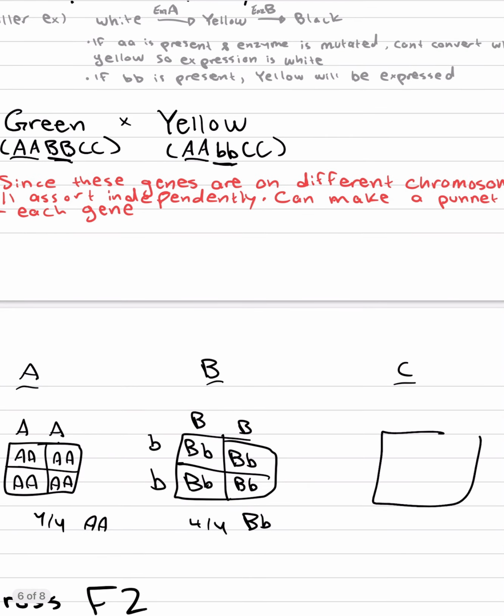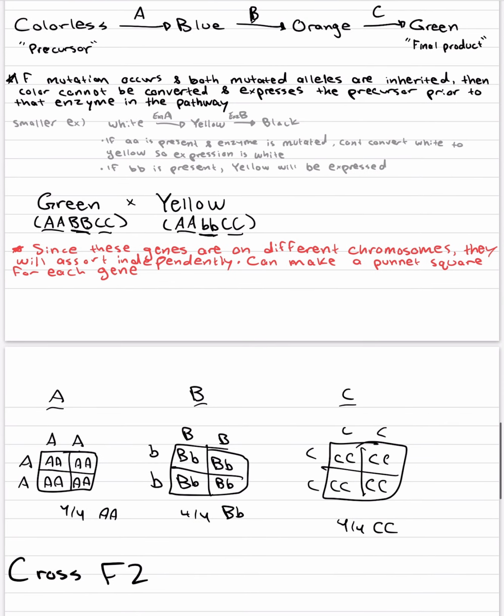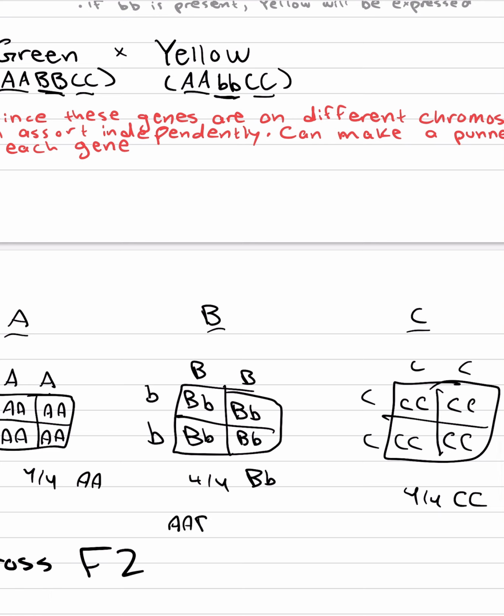For gene C, we know that they are all homozygous dominant. So all of the offspring are going to carry the homozygous dominant genotype. So 4 out of 4 of them will be big C, big C. Now, we know the genotypes are simply going to be big A, big B, little b, big C, big C.